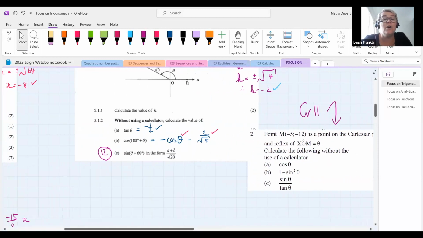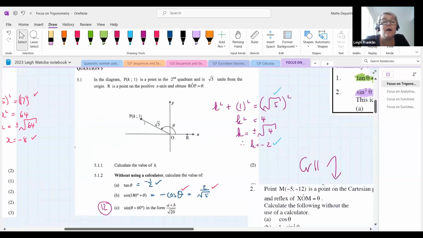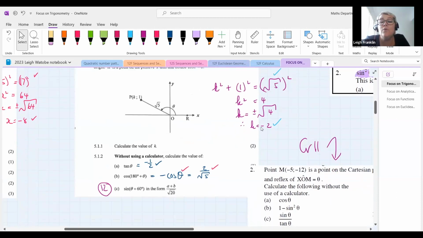Okay, so Rosaria, you said, how did I get the -1/2? If you go and have a look up here, we've worked out that k was equal to -2. That's our x coordinate. 1 is our y coordinate. So tan theta is y over x, isn't it? So it's 1 over -2. Okay, does that make sense now?